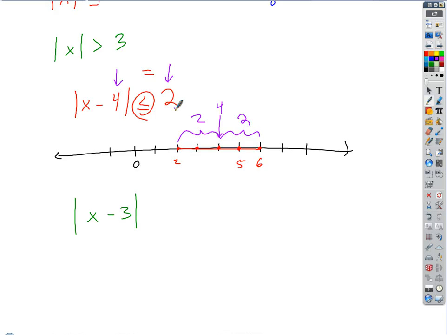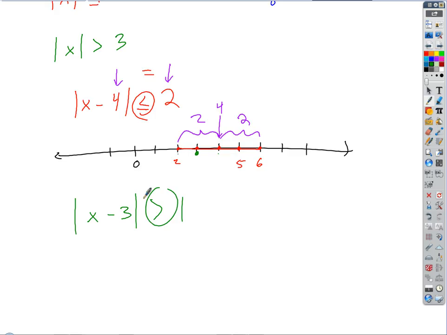In other words, the distance between x and 4 has to be less than or equal to 2, right? What if we did something like this? What if we said the absolute value of x minus 3 is greater than 1? What do you think that's going to, how do you think I'm going to draw that one? Where's the center going to be? At 3. Okay, so there's the center. And what's the spread going to be of this distribution? 1. Okay, so there's going to be a point, and there's going to be a point.